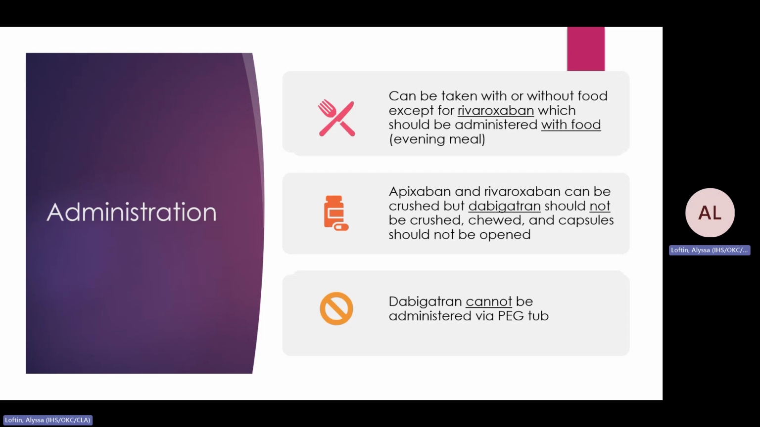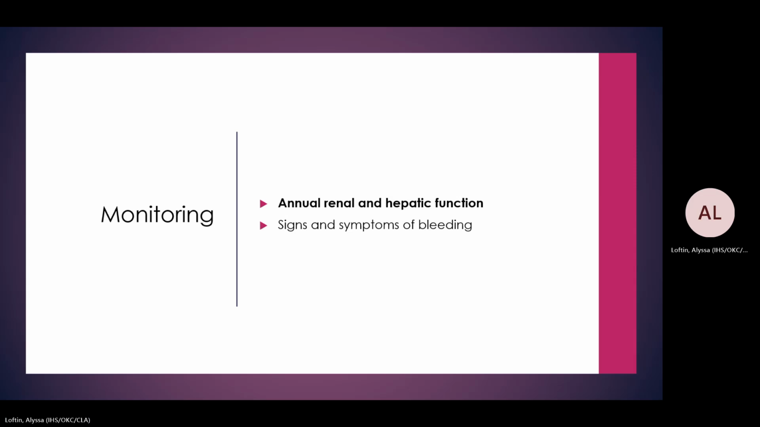Some key things to remember with administration is that they can be taken with or without food, except for rivaroxaban. This should be administered with food in the evening. Apixaban and rivaroxaban can be crushed. Dabigatran should not be crushed or chewed, and the capsules should not be opened. And another thing with dabigatran is that it cannot be administered via PEG tube. So monitoring with the DOACs annually, we need to monitor renal and hepatic function, and then signs and symptoms of bleeding.